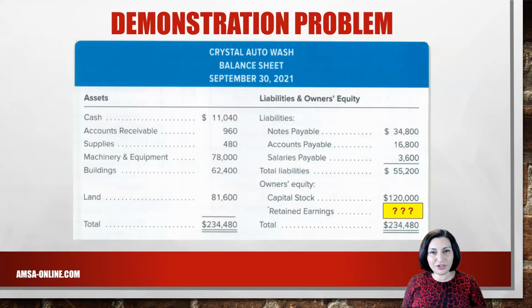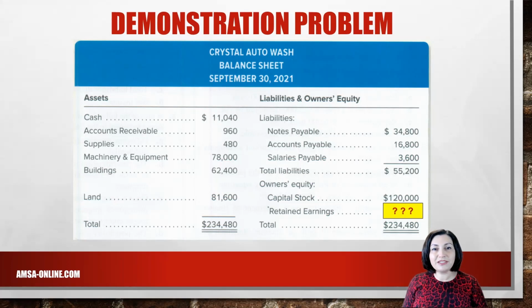Here is our balance sheet. All asset accounts are grouped together and have a total. The liabilities and owner's equity accounts are also grouped together and have a total. The only account that doesn't have a balance is the retained earnings account.